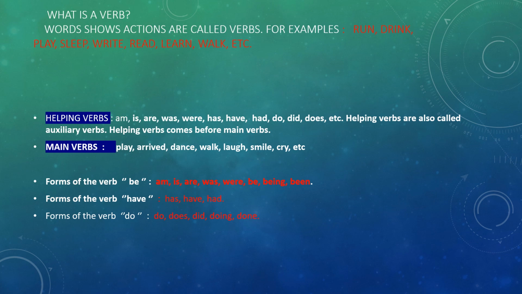That's why it is given here. If there is have, use has, have, had. Do, use does, did, done. You can understand this more in the tenses topic, and this is helpful for tenses. Today for this topic, you have to remember what is a verb, what is a helping verb, and what is a main verb.